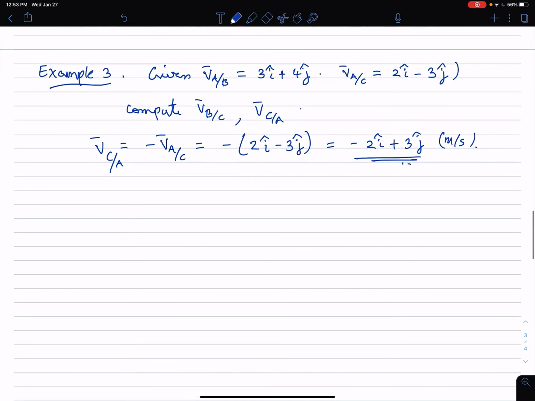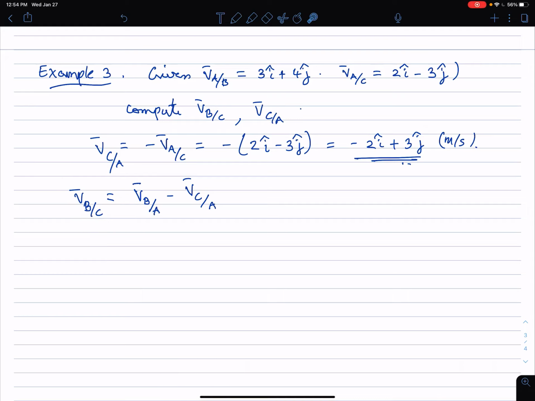That's it. What is VB with respect to C? Well, we can write the formula. So VB with respect to C is going to be basically VB with respect to some common object minus VC with respect to the same common object, right? So the only other object that we have is A. So we say VB with respect to A and VC with respect to A. So that's basically VB with respect to C.